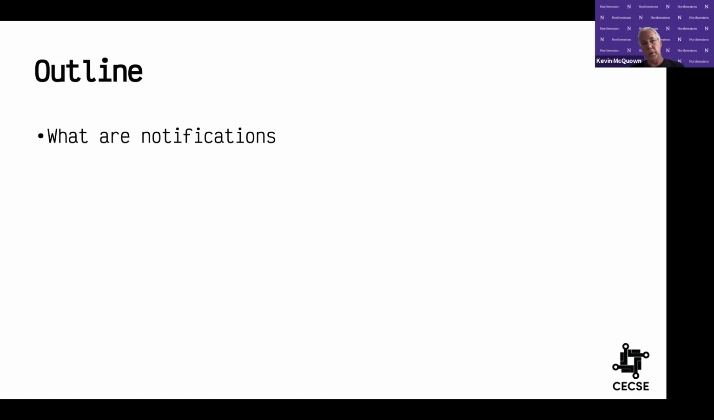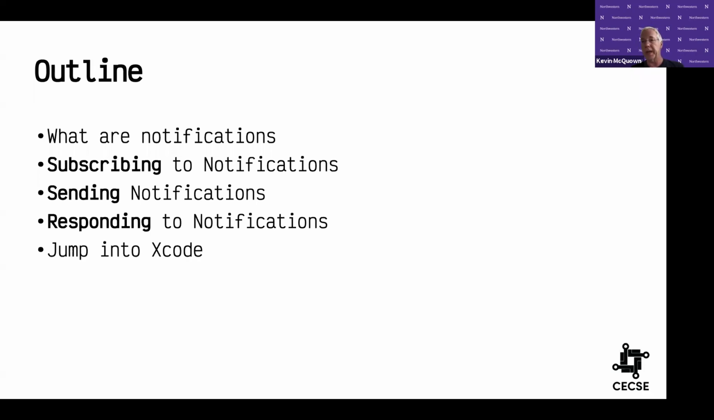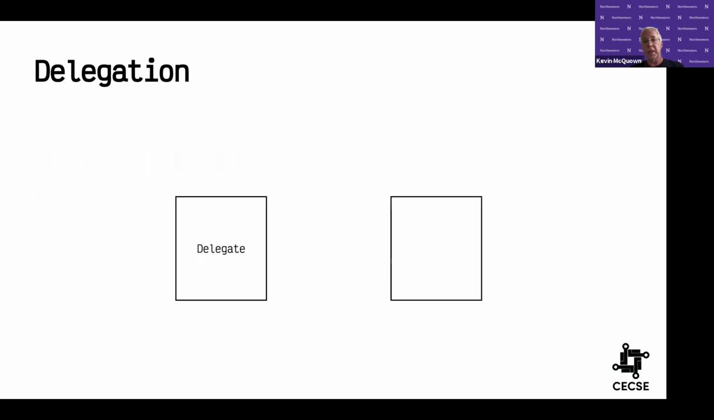What I want to do is sort of talk about what are notifications, why are they important? There are various things that you're going to do with notifications. One of them is subscribe to it. So you're basically saying, hey, I want to know if something happens. Then there's also the sending of notifications. So how are notifications sent out to all the subscribers? And then there's, of course, responding to the notification. How do you respond to it? And so we'll jump into Xcode once we just kind of look at the concepts on that. So one of the things we dealt with early on was delegation.